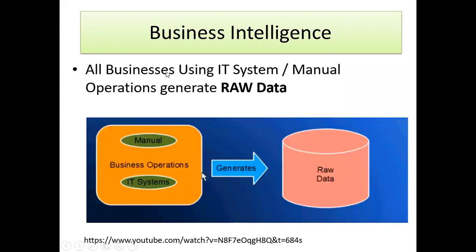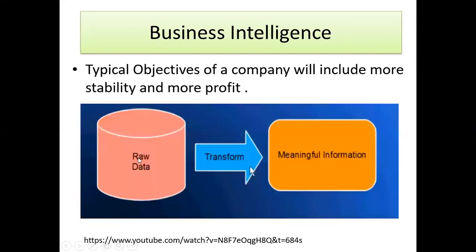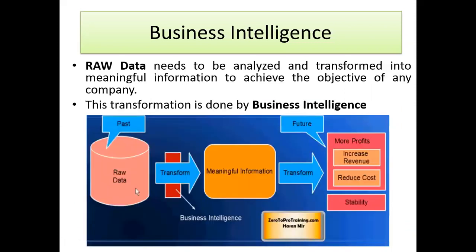Okay, here see this, all businesses use IT systems to operate, or manual operations. IT systems or manual operations generate the raw data. Here you can see business operations, manual or IT systems, that generate raw data. So we are going to transform that raw data into meaningful information, that is business intelligence. The raw data needs to be analyzed and transformed into meaningful information to achieve the objective of any company. This transformation is done by business intelligence.